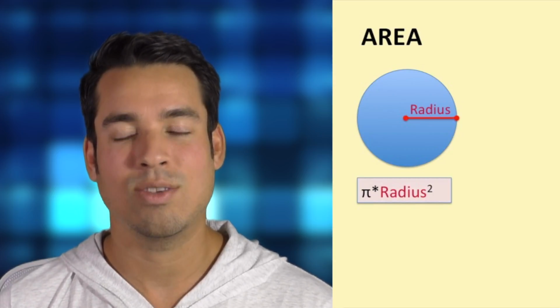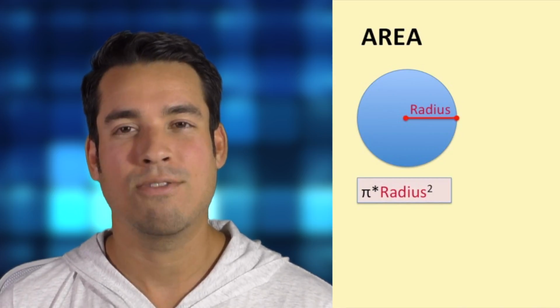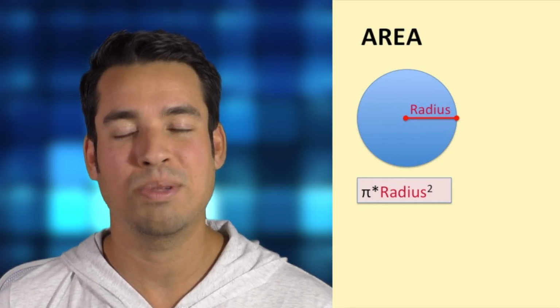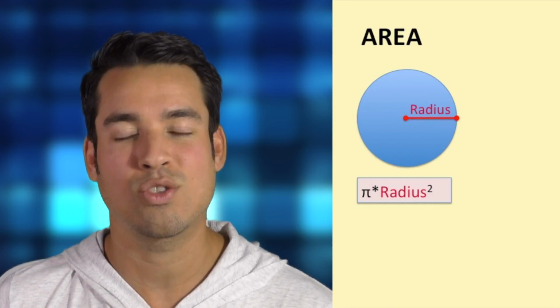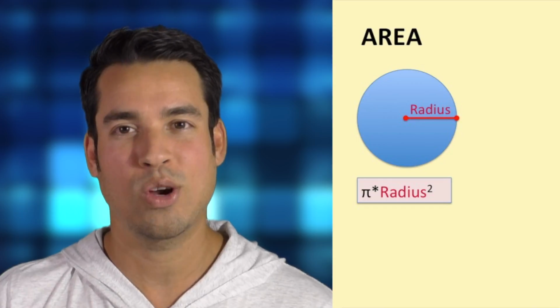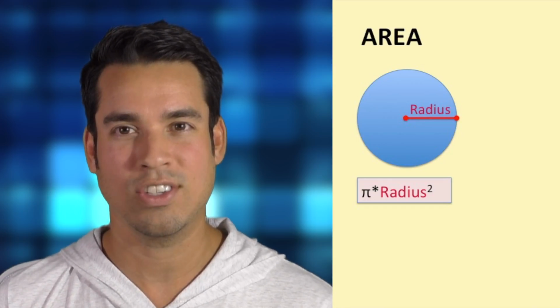The next calculation to be aware of for circles is how to calculate the area of a circle. So it's a little trickier than a square or a rectangle. For area of a circle, again, we're starting with the radius, and we're also using pi. The formula for area of a circle is simply pi times the radius squared. So pi r squared will give you the area of a circle.